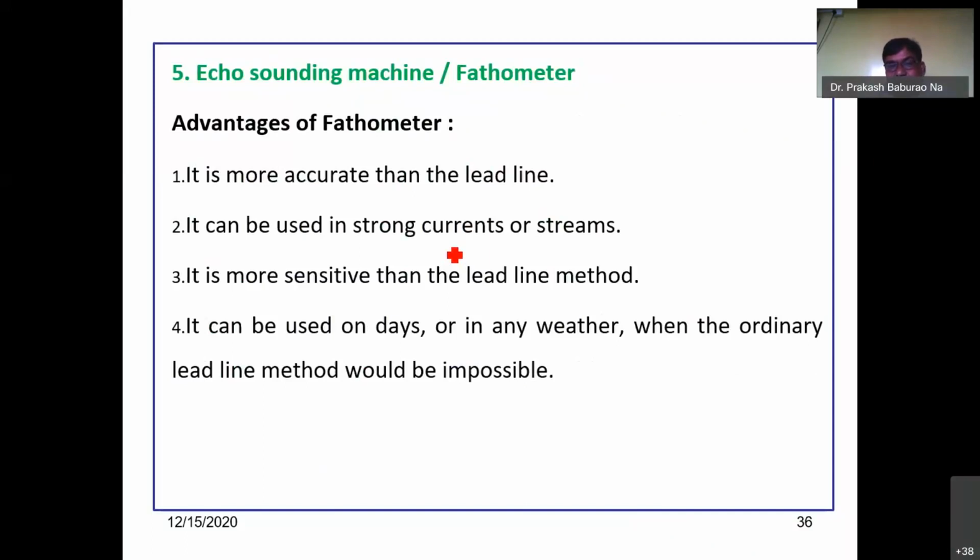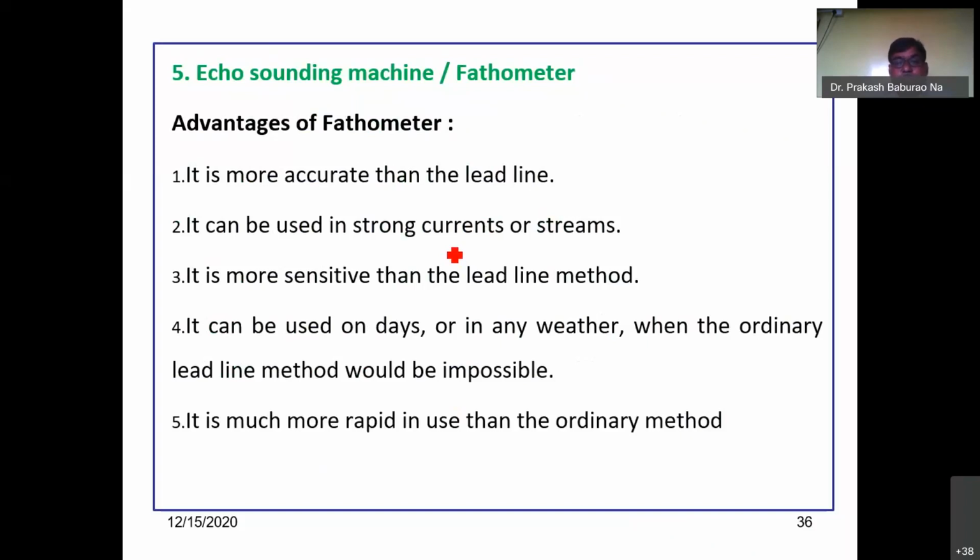Then what are the disadvantages? In any weather when the ordinary method is impossible, it is much more rapid in use than the ordinary method.